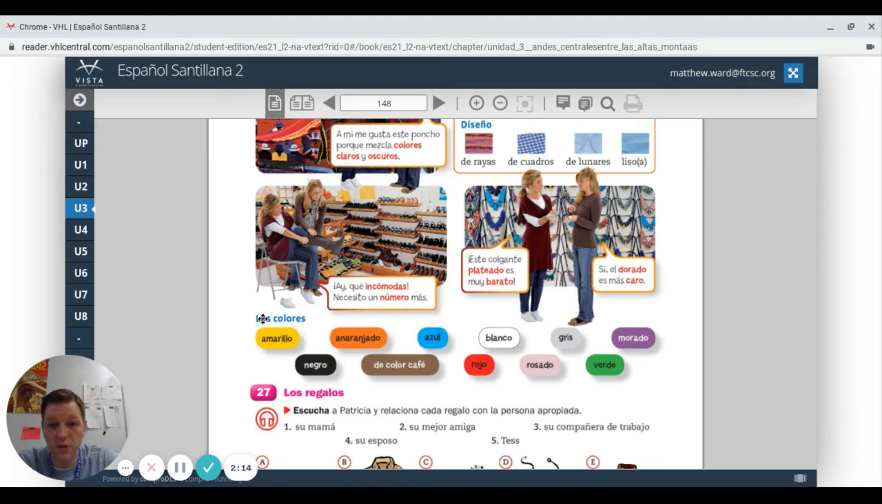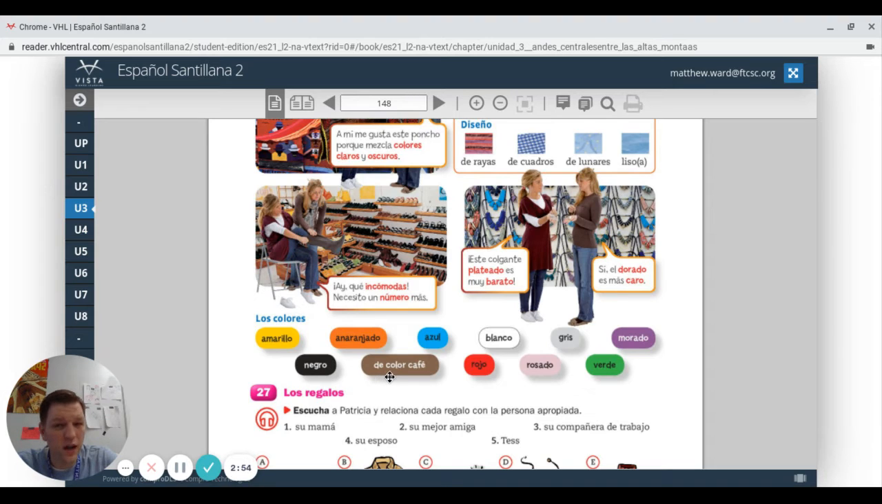Chicos y chicas, amarillo. El color amarillo. Repiten, clase, anaranjado. Anaranjado. Repite clase, azul. Azul. El color aquí es, repitan, blanco. El color es blanco. El color aquí es gris. Repiten clase, gris. Este color es morado. Repiten clase, morado. El color es negro. Negro.